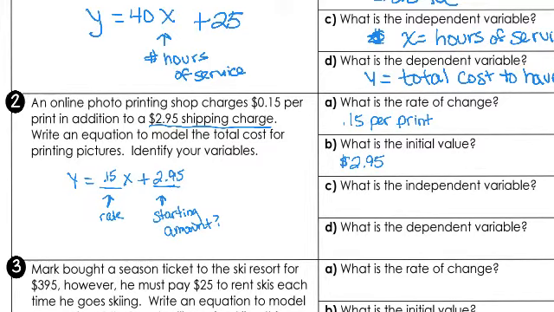The independent variable is X, which is the number of prints I'm going to have made. And the dependent, X is always independent, Y is always dependent. It's just what are they? Is the final cost. The final total.